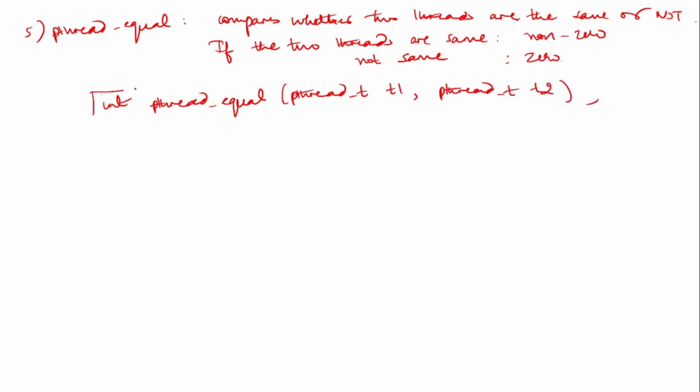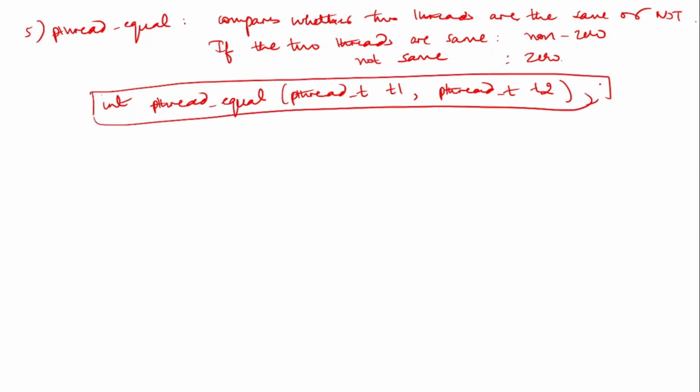So this is how this function is defined. Basically you can see in the parameter we have passed two threads, T1 and T2. What pthread_equal does is compare T1 and T2, which are the two threads here, and see whether the two threads are the same or not. If they are the same, then it returns a non-zero value, otherwise it returns a 0 value if they are not the same.